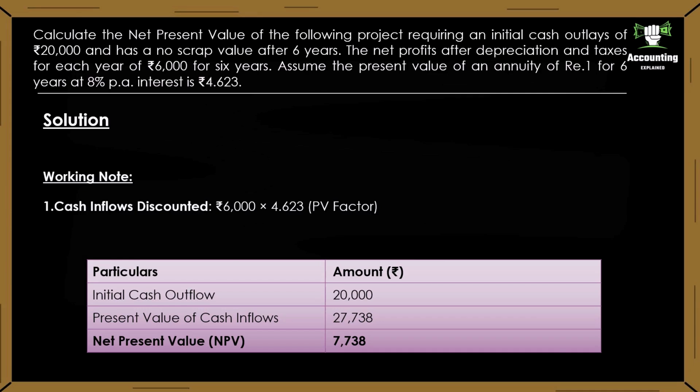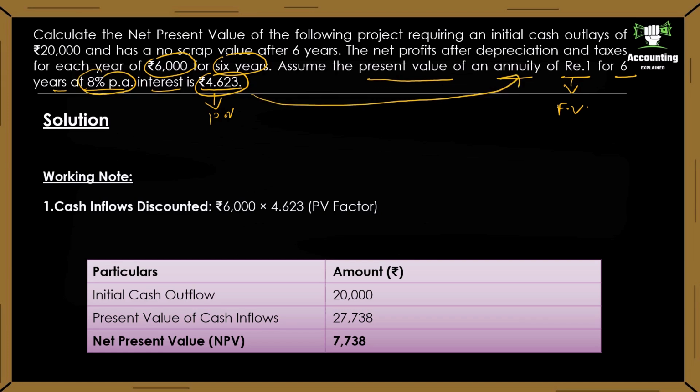This is one simple exam question and a direct question. So here what have they given? They have given a uniform cash inflow, that is we get rupees 6,000 per annum consistently for 6 years. And assume the present value of an annuity of rupee 1 for 6 years at 8% per annum interest is 4.623. Here rupee 1 is your future value and 4.623 is the present value. If you discount 4.623 at 8% per annum, you get rupee 1 in the future. So in the question we have a future value of 6,000 and the present value factor is 4.623, so multiply with that. The present value of cash inflow, or the cash inflow's discounted value, is 6,000 into 4.623, which is 27,738.